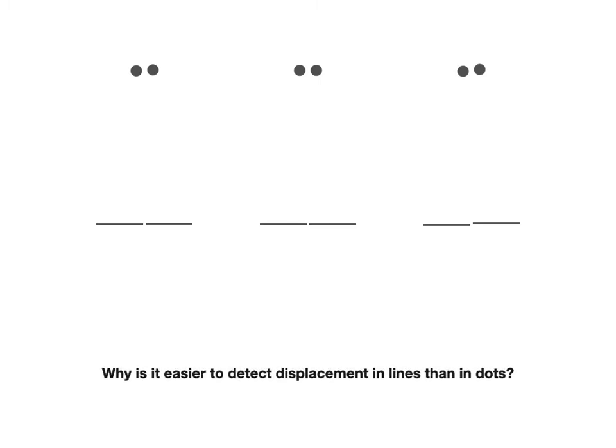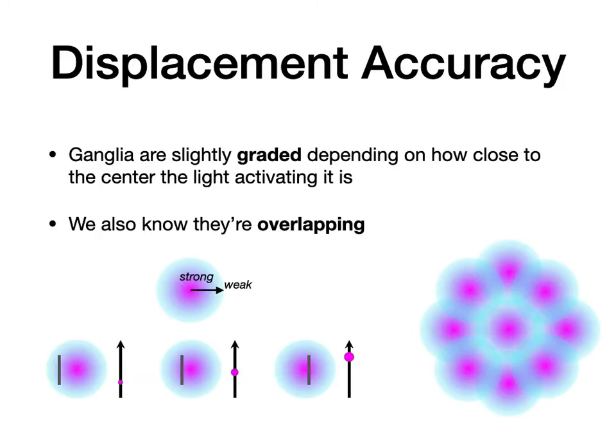But if I offset two lines the exact same amount, you know that immediately. Those are not perfectly aligned. These ones are, and these ones, again, even further, are not. The question is, why, with the lines, is it easier to detect displacement? Displacement is interesting.